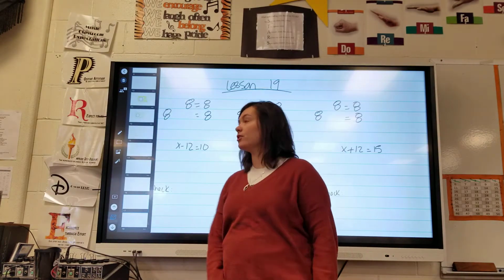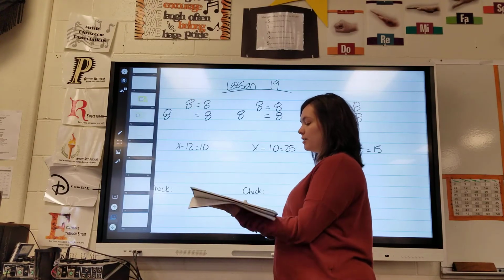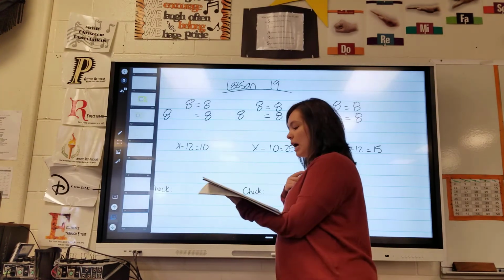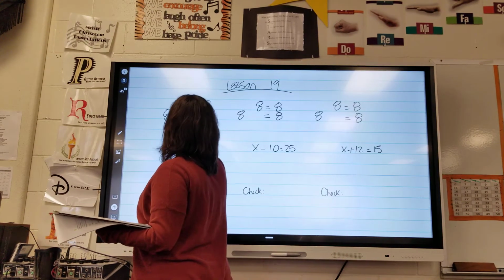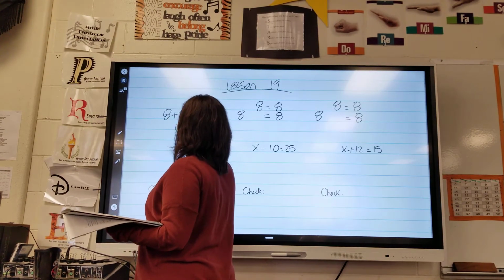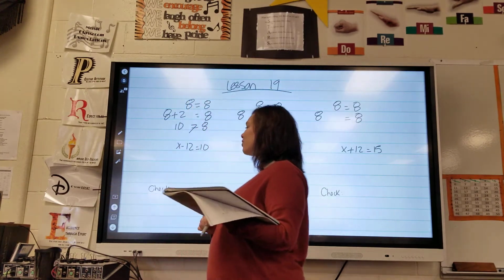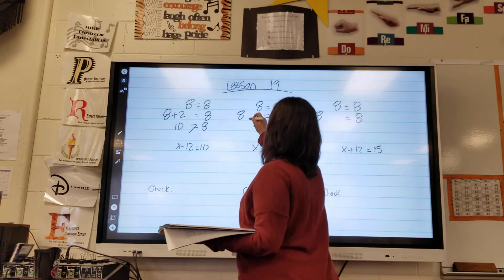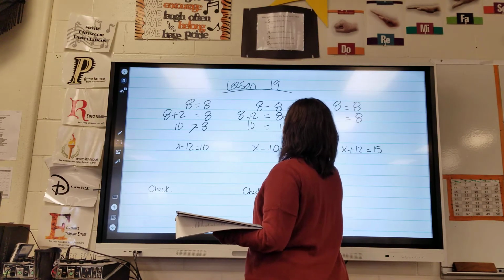Just to kind of break it down though for you, let's first talk about some of these things here that we can find. Is 8 equal to 8? Yes. What happens though if you add 2 to one side? If I added 2 to 8 here, I would get 10. Does 10 equal 8? No. So therefore, it doesn't work. But what if I added 2 to both sides? If I add 2 here and add 2 here, I get 10 equals 10.